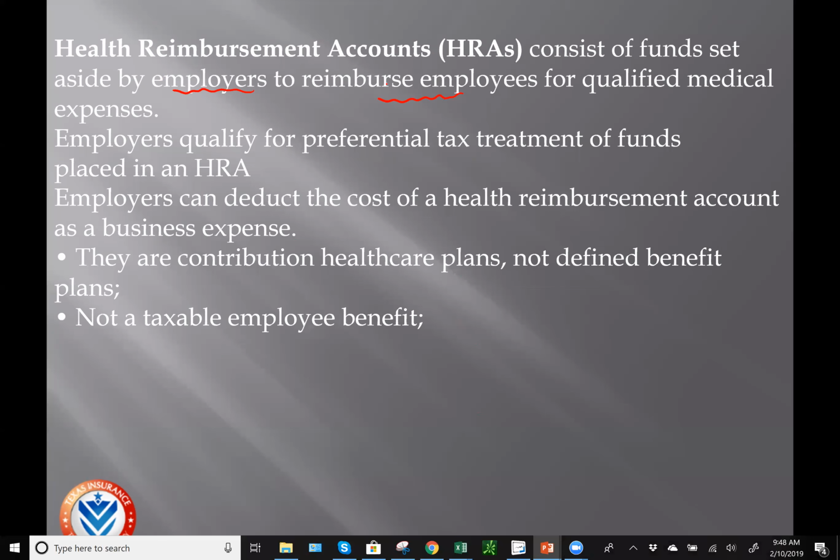The benefit of that is it allows companies of all sizes to offer this type of benefit. So small employers can compete with larger employers as far as the benefits they provide.